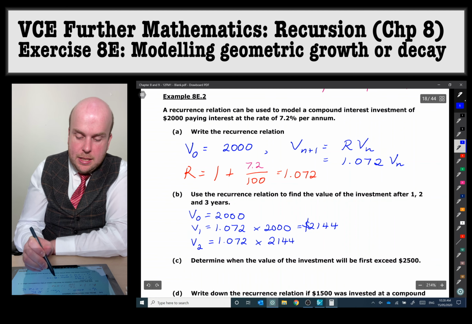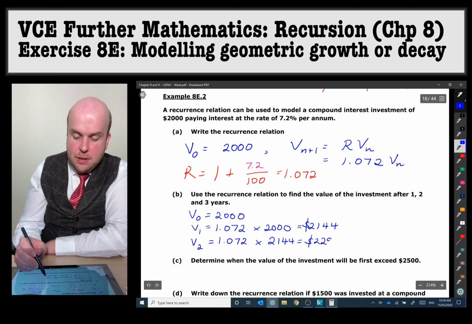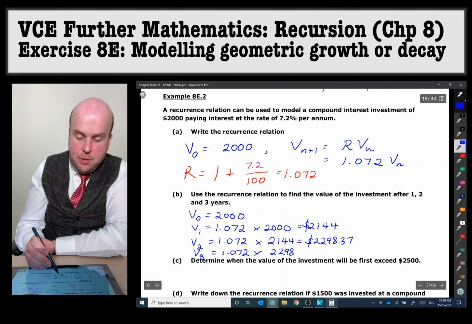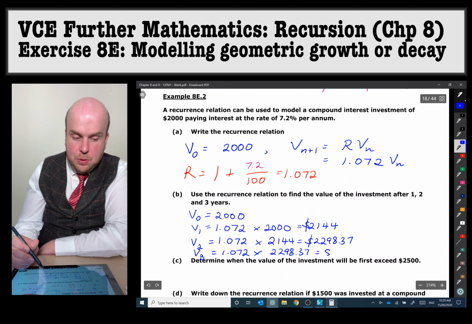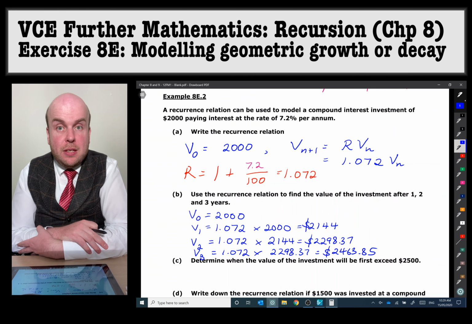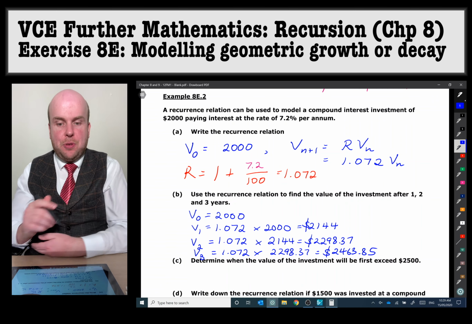Then what we'll do is we'll do it again, 1.072 times by this new amount, 2144. That gets us equal to $2,298.37. And then the third year, 1.072 times by 2,298.37, which is equal to $2,463.85. You could also confirm to make sure this is correct by using the sequences option.